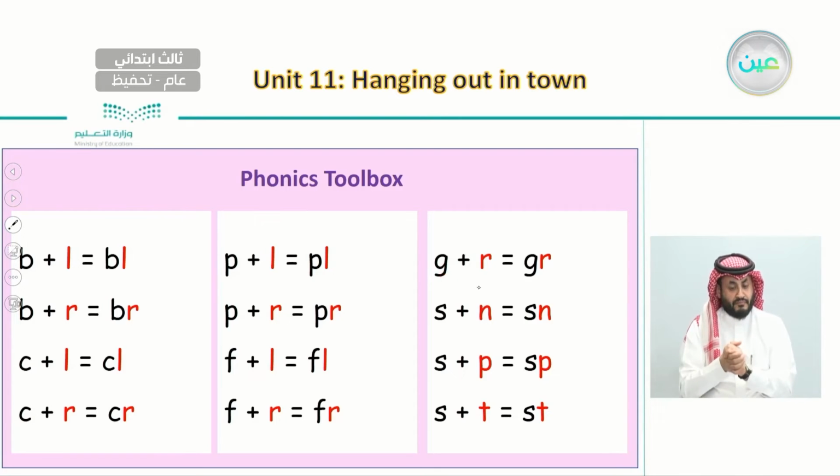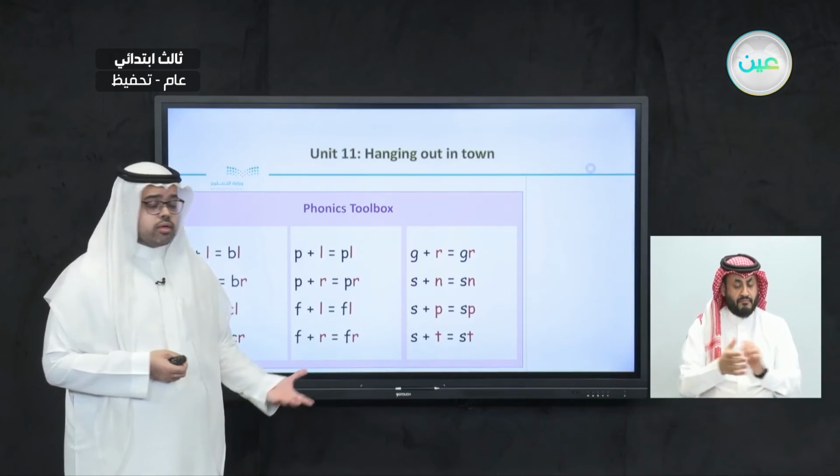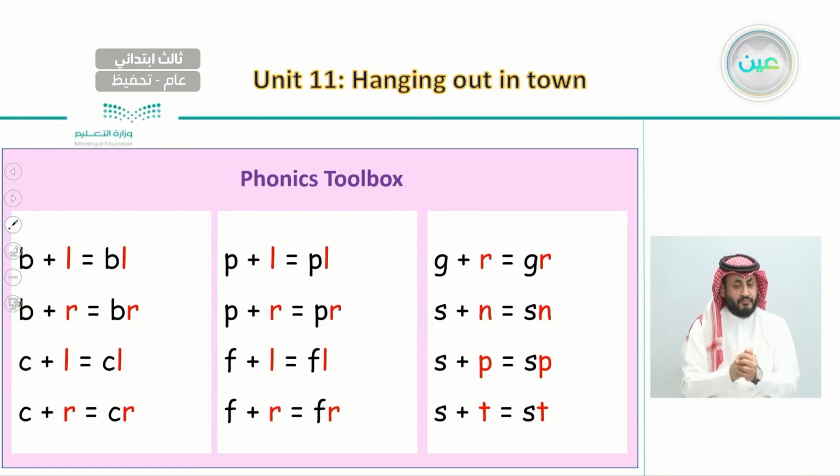The same goes here with the last letter we have, which is G. If we add the R to G, then we have a one sound unit for words like grass. And also here we have S. If we add to it the letter N, it will form a one sound unit, as in snake. And here we have S. If we add to it P, it will form one unit, as in spark. And finally, S, if we add to it T, then it will form one sound unit, as in star.